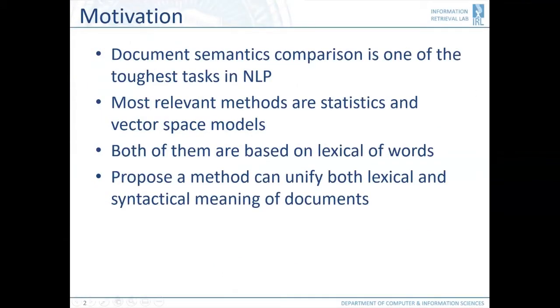The motivation for that is that document semantic comparison is one of the toughest tasks in natural language processing, and most of the relevant methods are based on statistics and the vector space model. But we know that document semantics is represented by both lexical and syntactical information. Lexical semantics is the word meaning, and syntactical semantics is the grammar, or how documents are organized.